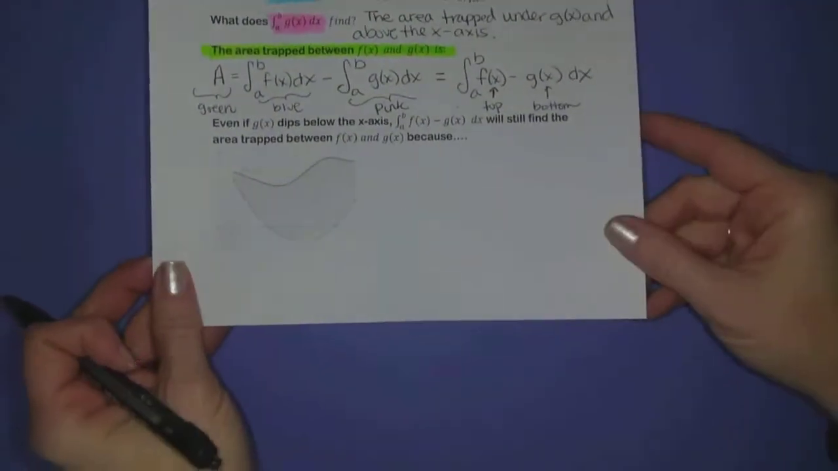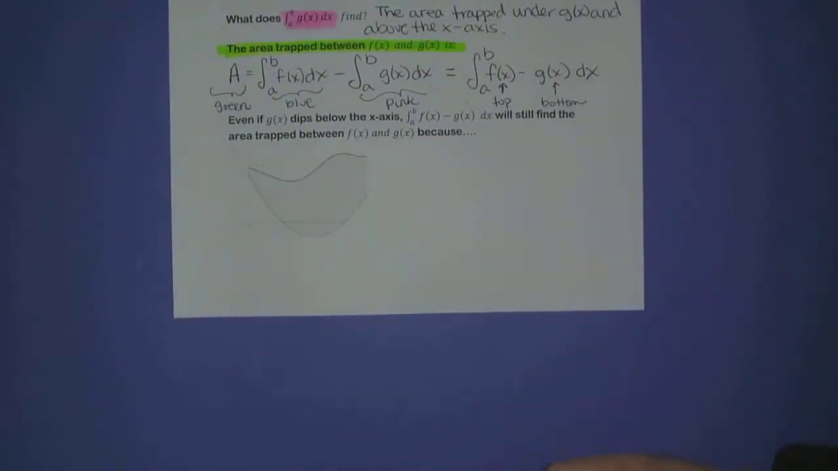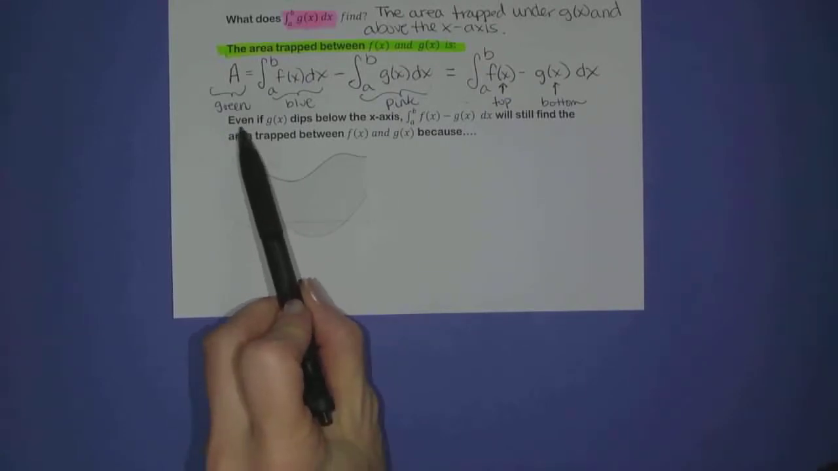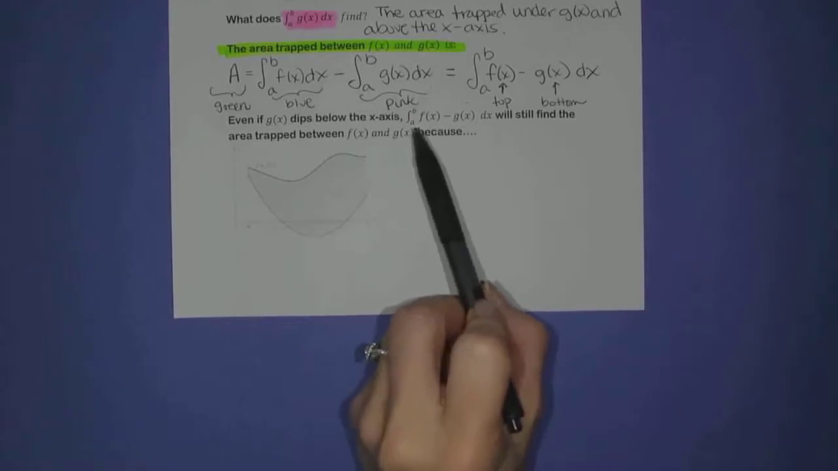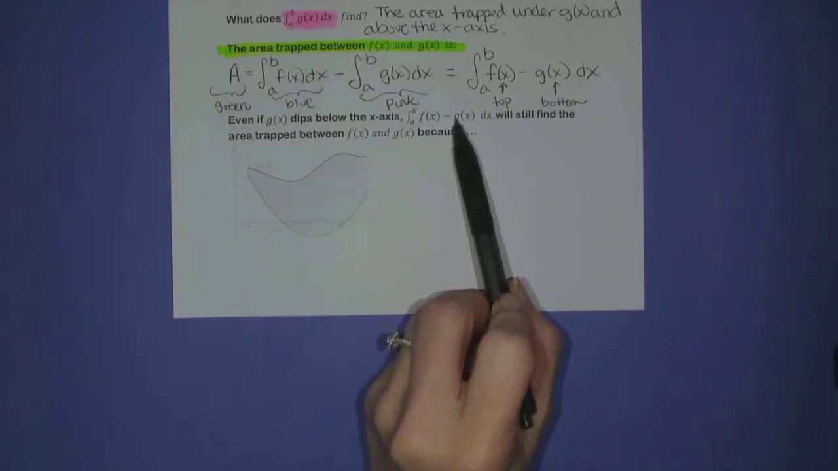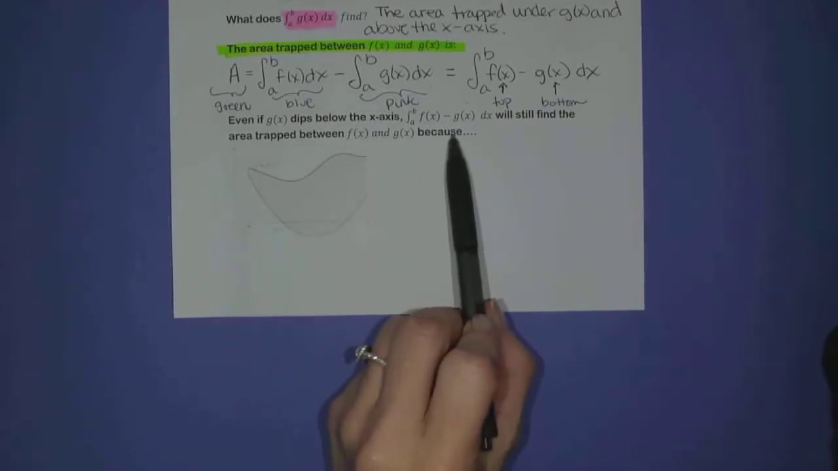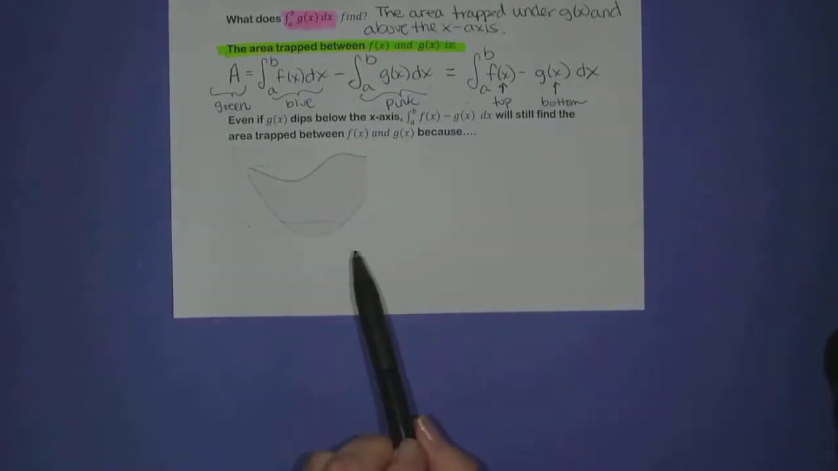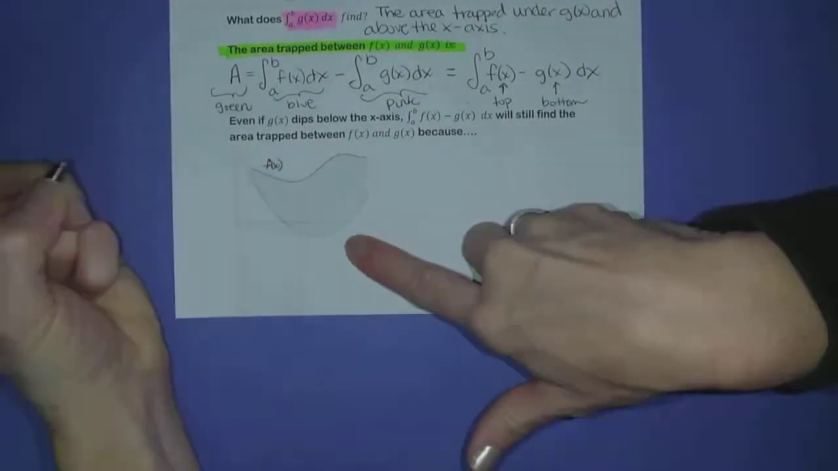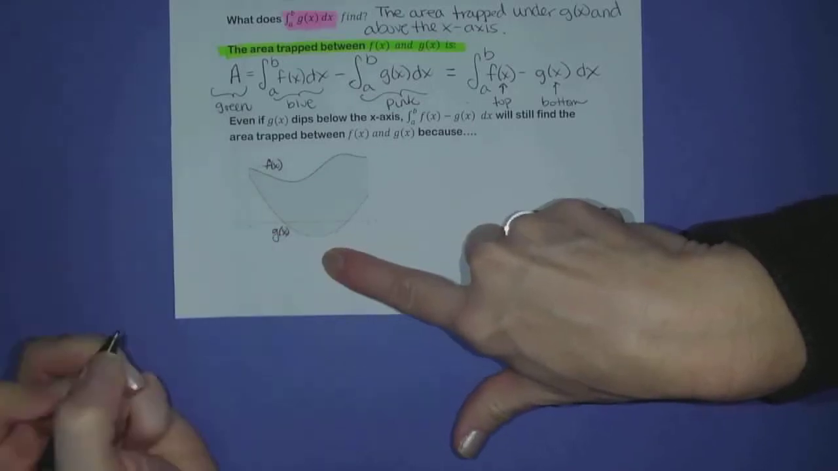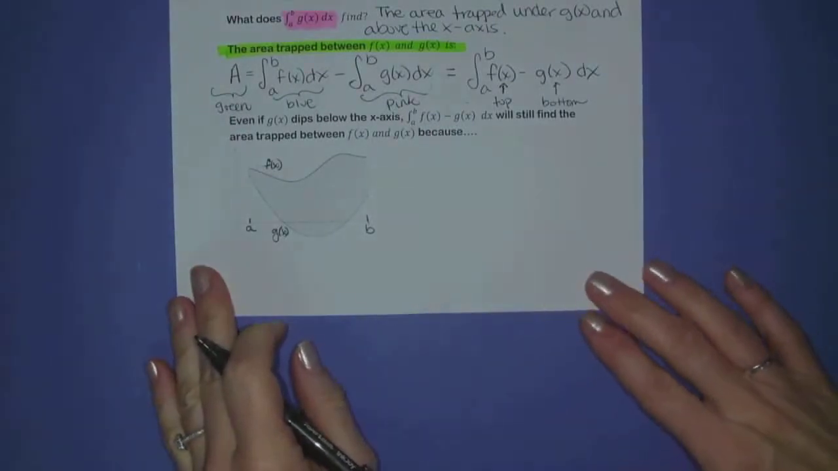Okay, now I did do a little side note here because I've been asked this question over the years. The statement says, even if g of x dips below the x-axis, the definite integral from a to b of the top minus the bottom will still find the area trapped between f of x and g of x, and I want to show you why that is. So take a look here. We've got f of x here on the top, and we've got g of x on the bottom, and we have ourselves sectioned off here from a to b. I'm just drawing over that because it's light.